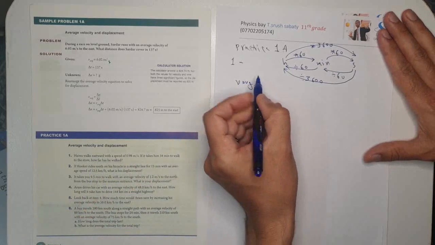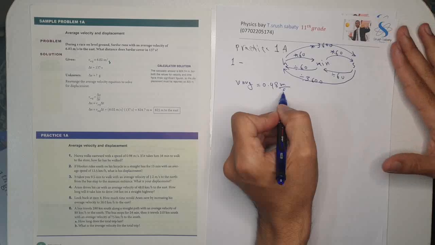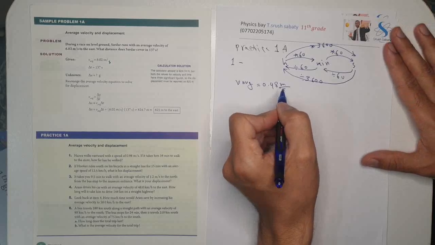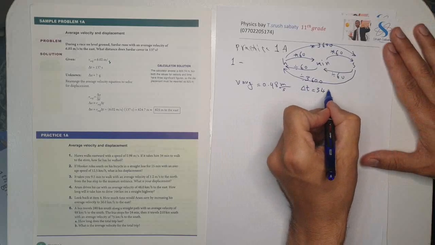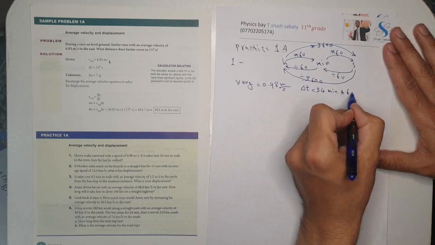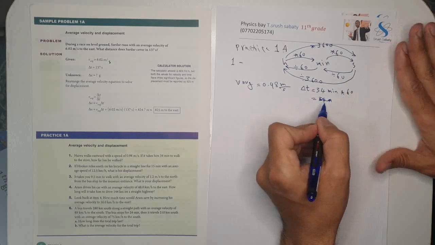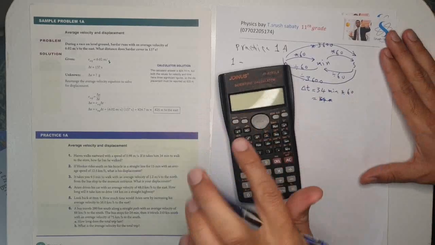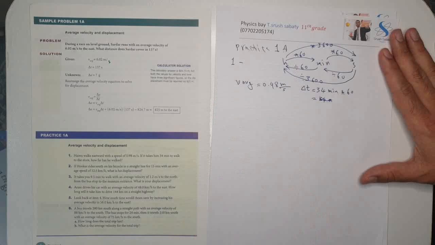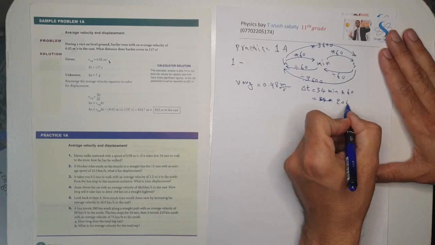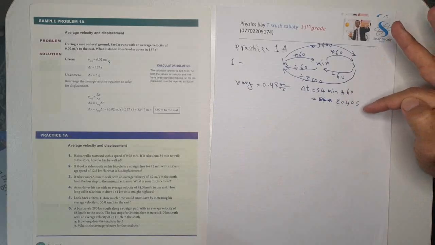For this example, V average is equal to what? V average is equal to 0.98 meter per second, okay? And to the east. Delta t is equal to what? 34 minutes, we must multiply by 60. So 34 multiplied by 60 is equal to 2040 second. The unit of time must be second because it is the basic unit.